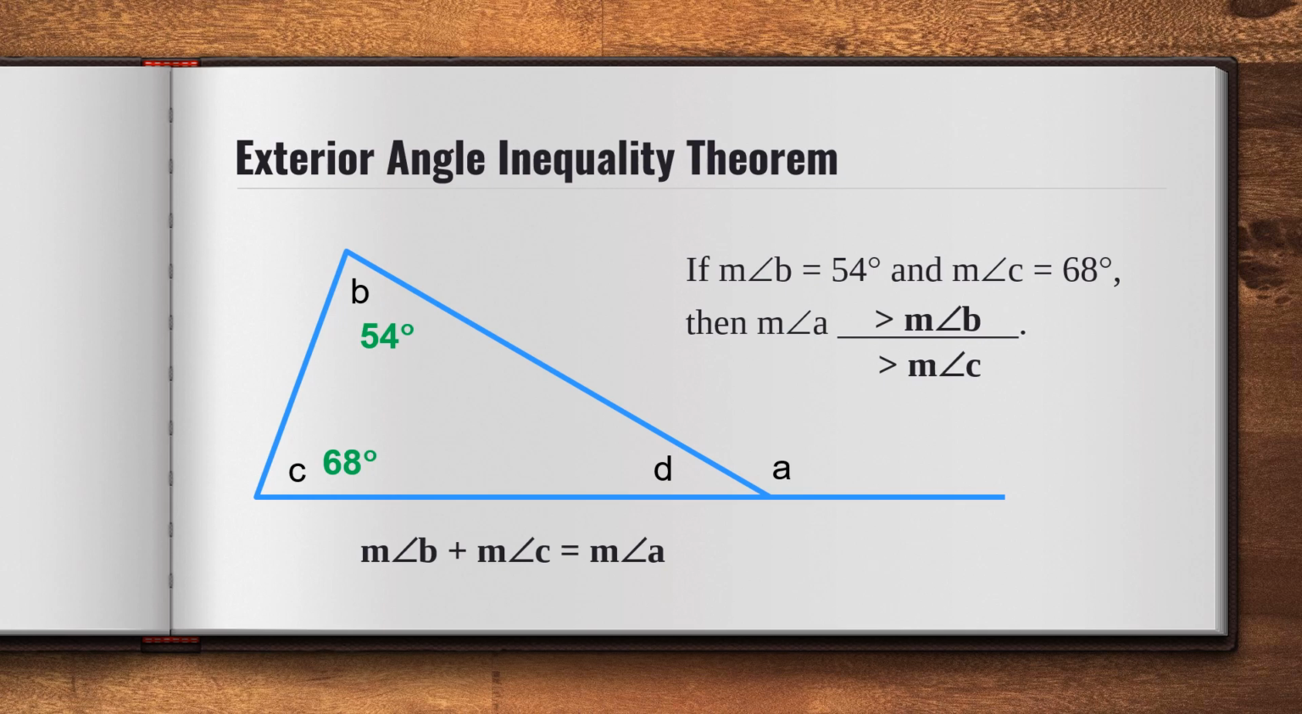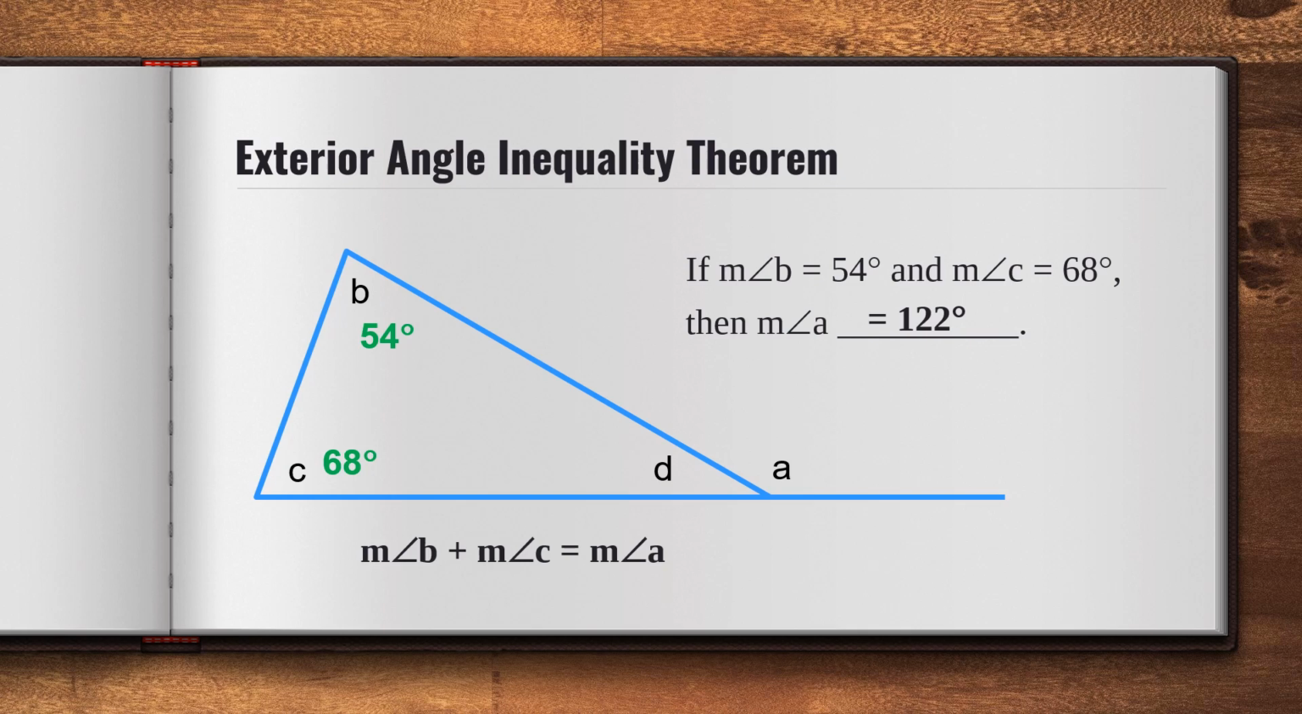Okay? Now, if nire-require tayo ibigay ang actual na sukat ni angle A, pwede rin natin siyang isolve. Opo, ayun na nga, meron na tayong formula. In order to solve for angle A, okay, we need to add the measurement of angle B and angle C. So, add lang natin 54 plus 68. Our answer will be 122 degrees. Okay, so the measure of angle A is 122 degrees.